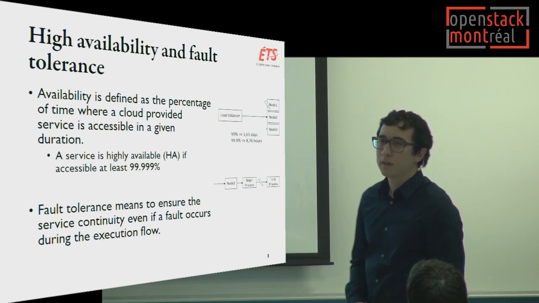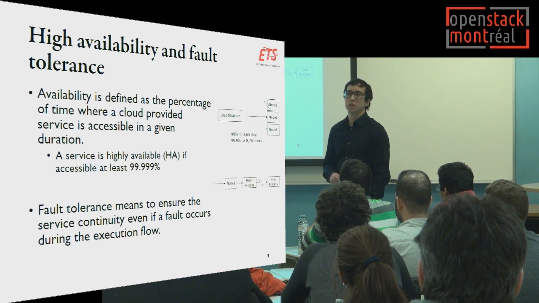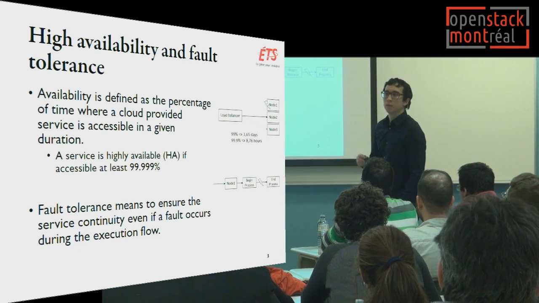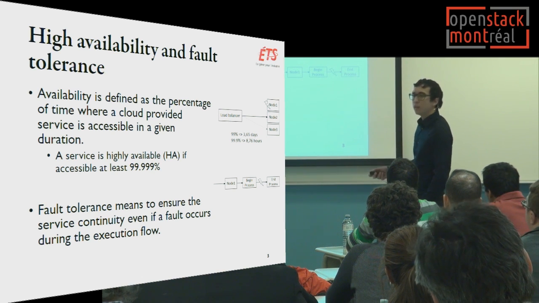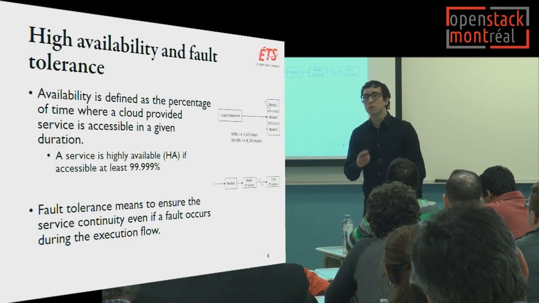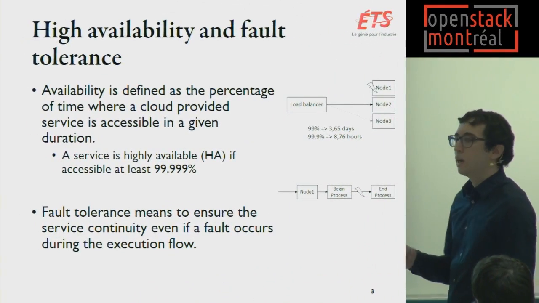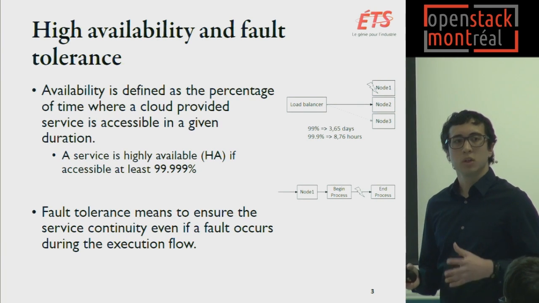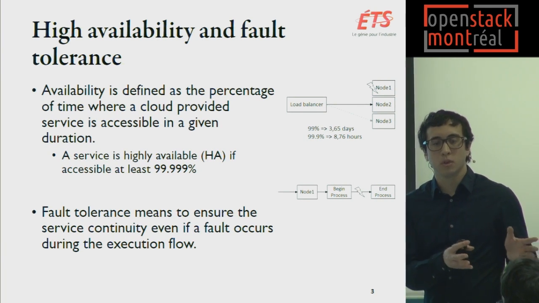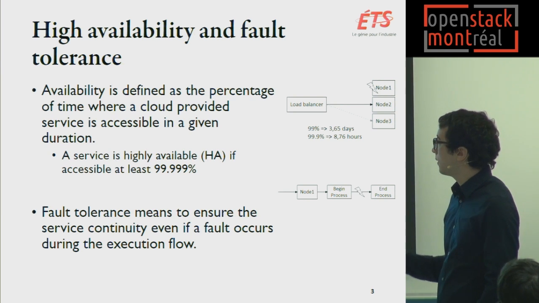But now the fault tolerance is a totally different thing. The fault tolerance means to ensure the service continuity even if something failed during the process. It means that the node has already received your request, but something happened during this process, before the end of this process. And if a service or another replicated service is able to take your previous task, which was given up, then it's fault tolerant.